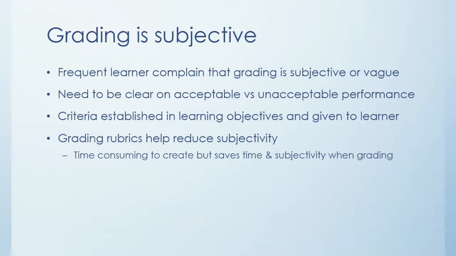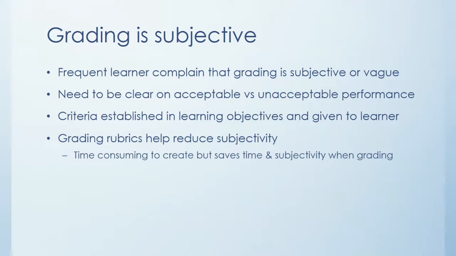And another complaint that learners have is that grading is subjective or vague. So there needs to be clear guidelines on what's acceptable versus unacceptable performance. And the criteria should be established in the learning objectives. So that's where, in the ABCs of our learning objectives, the standards come in. And those need to be given to the learner so that they know how they're going to be assessed.